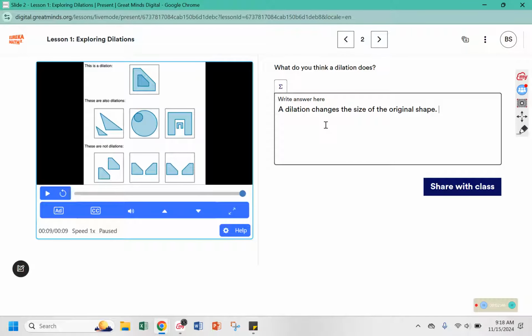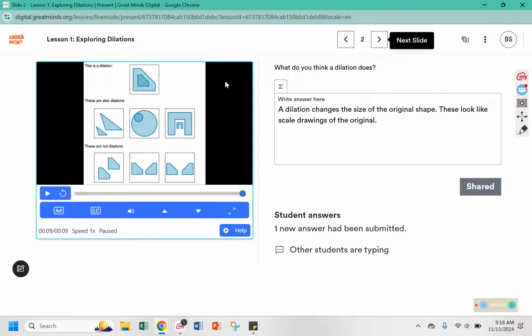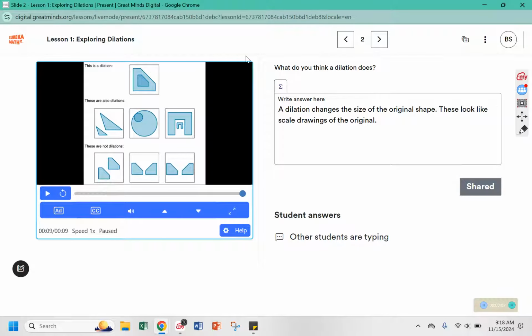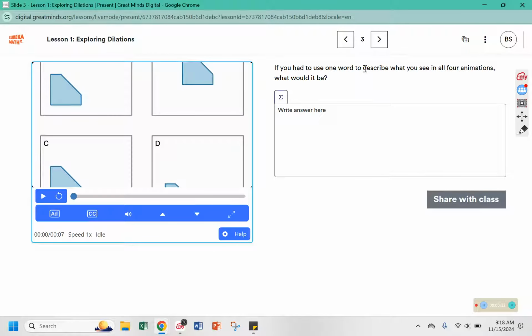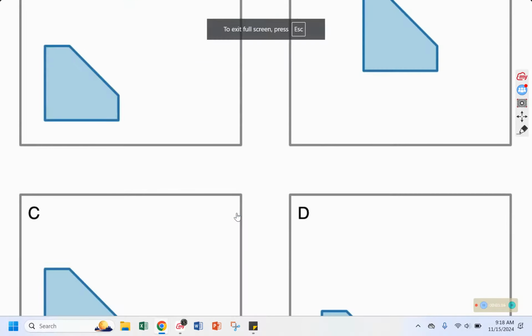In 7th grade, we learned about scale factors. So these look like scale drawings of the original. It doesn't always make it bigger. In these two, it got bigger, but in these two, it was smaller. If you had to use one word to describe what you see in all 4 animations, what would it be?